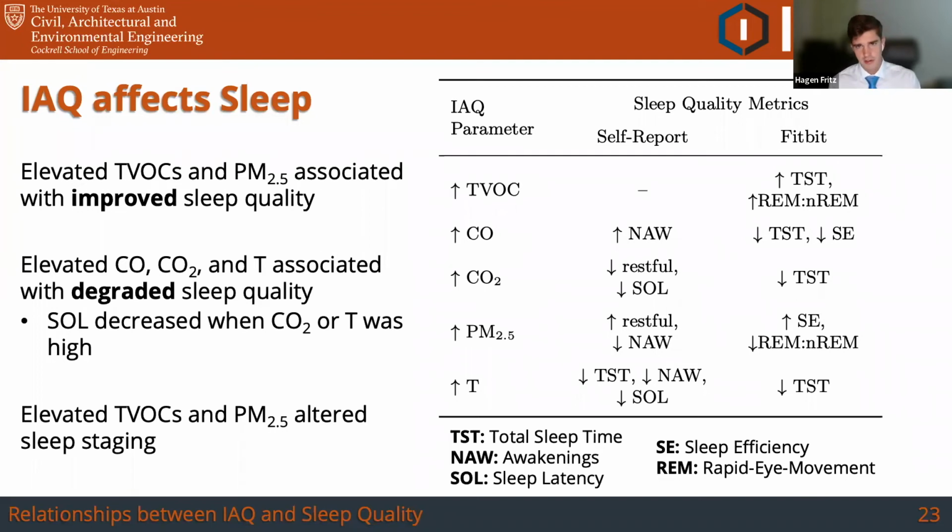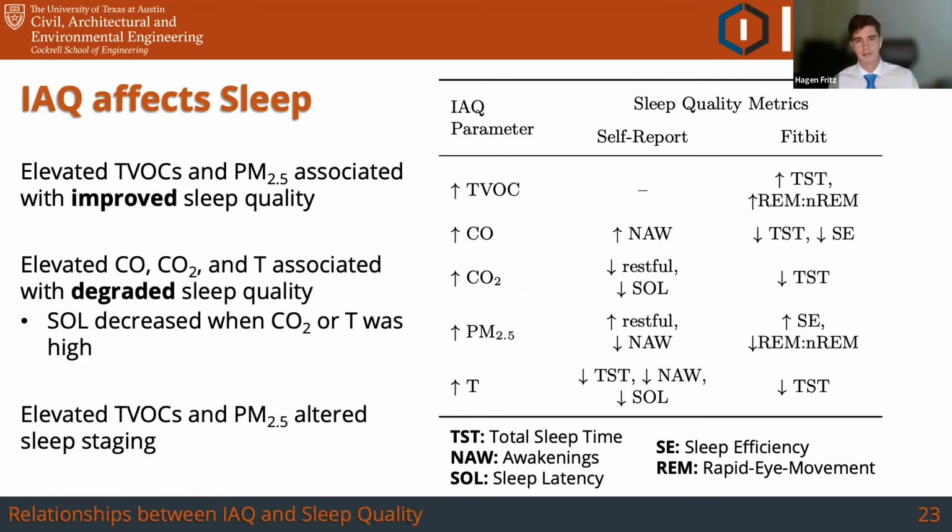So you can read the rest of the associations there. But in general, what I'm saying is that for elevated TVOCs and particulate matter, we see an improvement in sleep quality, which goes against our hypothesis. And the reason for that is that, especially for particulate matter, we weren't seeing concentrations that are outside the norm. We were seeing concentrations between 10 and 20 micrograms per cubic meter, which for a place like Austin is pretty common, perhaps a little high.